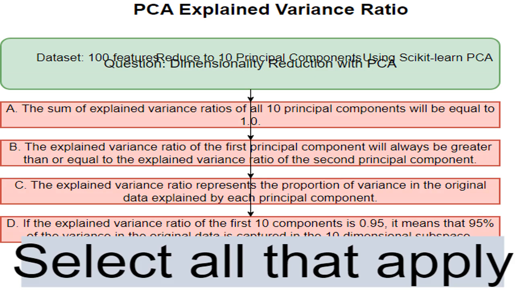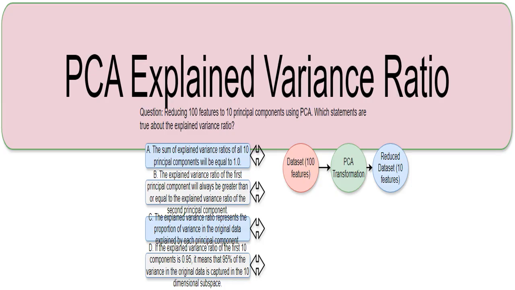This instruction means I need to choose every statement that is a true description of how the explained variance ratio works in PCA. It explains the proportion of the total variance in the original dataset that each principal component accounts for. Think of it like this: you have a big pile of data, and PCA helps you find the most important parts. The explained variance ratio tells you how much each of those important parts contributes to understanding the whole pile. It's a key metric in understanding how well your PCA is doing.